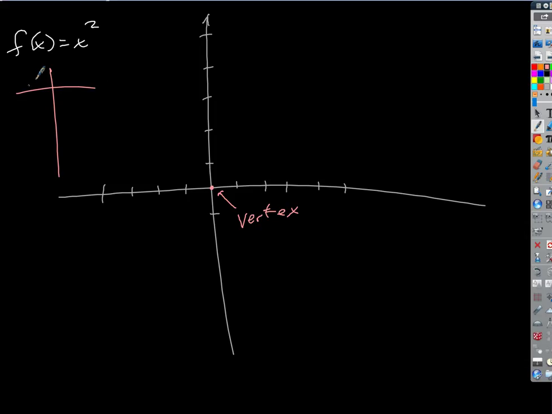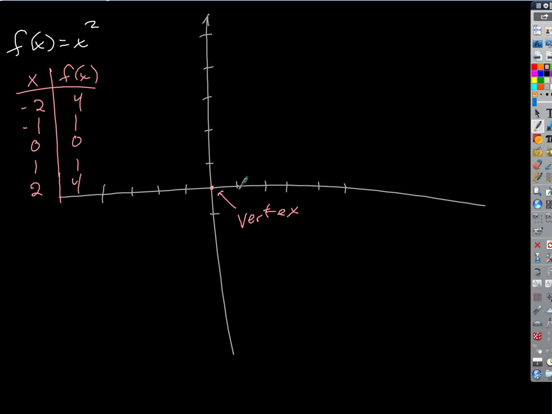If we plug in values for x and find out what the y values are, one of them is going to be at 0, 0. One of them is going to be at 1, 1, isn't it? If I plug 1 in, f of 1 is just 1 squared, which is 1. What about negative 1? What's negative 1 squared? 1. What's 2 squared? 4. Yes, 2 times 2 is 4. And negative 2 squared is also 4, isn't it?